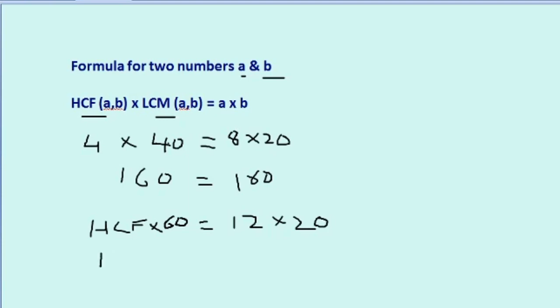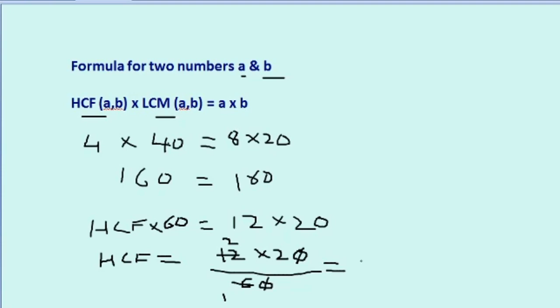So next step will be HCF equals to 12 into 20 divided by 60. We move this side. So it is multiply here. When it comes this side, it will become divide. Now we will solve this. Simplify, 0, 0 cut. 6 ones are 6, 6 twos are 12. So 2 into 2 is how much? 4. So HCF of 12 and 20 is 4.